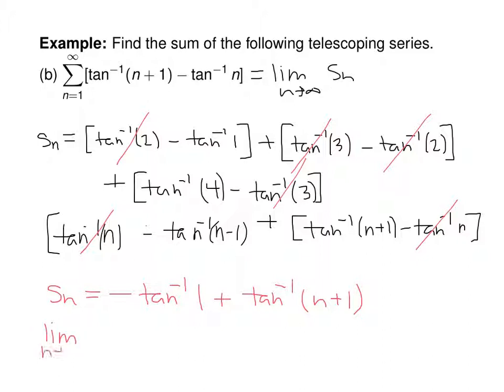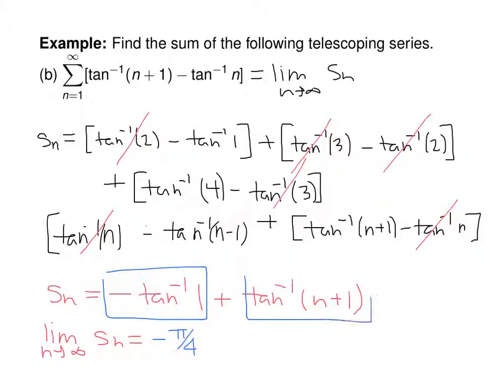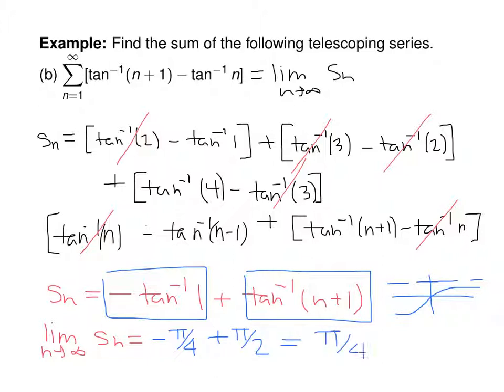And the limit as n goes to infinity of s sub n will equal, well, first the value of inverse tangent of 1, which is pi quarters, so negative pi quarters. And then as n goes to infinity, inverse tangent looks like this, and it is bounded by pi over 2, so that limit is pi over 2. And negative pi quarters plus pi over 2 is pi quarters. So this sums to pi quarters.